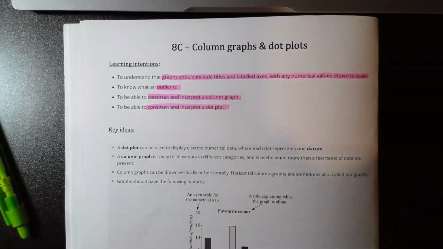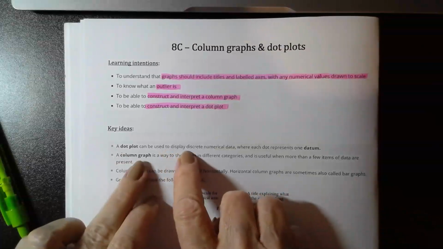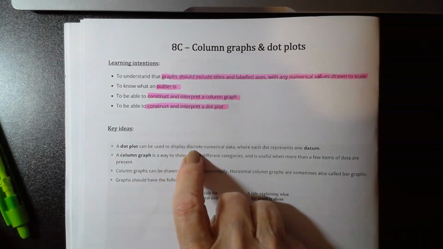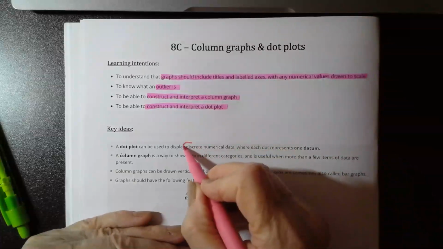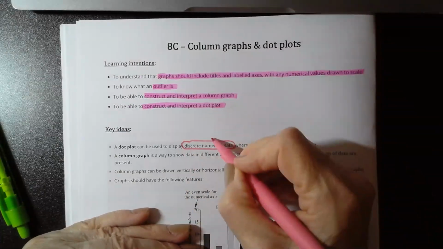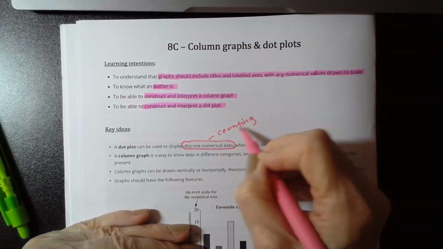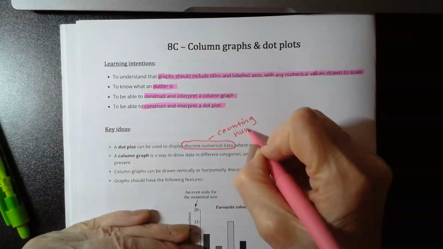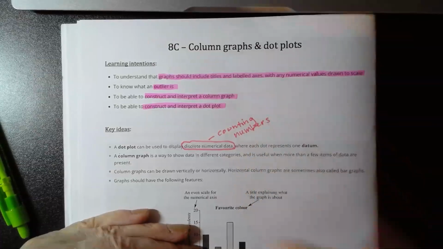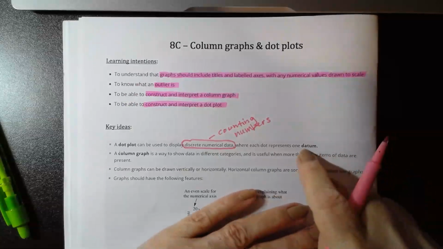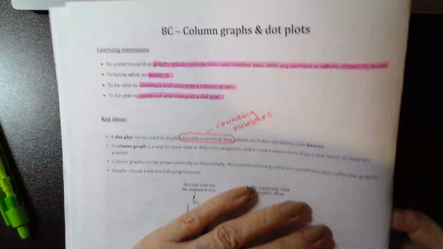Okay, a dot plot can be used to display discrete data. Remember, discrete is counting numbers, so like 1, 2, 3, 4, 5, where each dot represents one data point. So we'll talk about that in a minute.